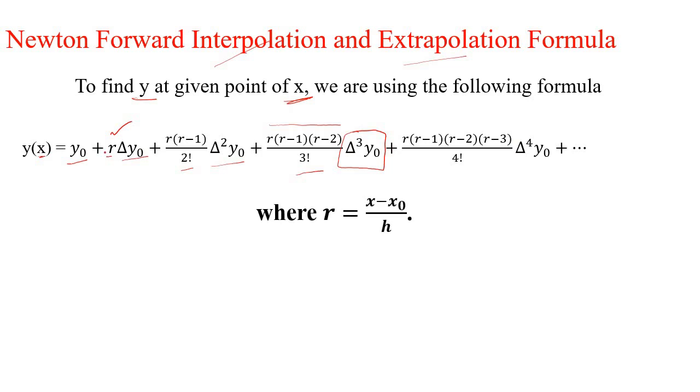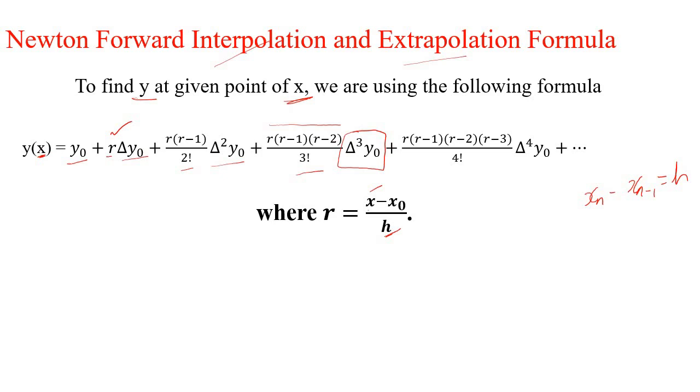To find r, the formula is: at some point of x we are finding y, so consider that x here. x naught is nothing but the initial value of x, divided by step length. We know step length already. The difference between the consecutive values of x is called step length. For example, if x is 0, 1, 2, 3, 4, 5, 6 like that, the difference is 1. So that is step length.